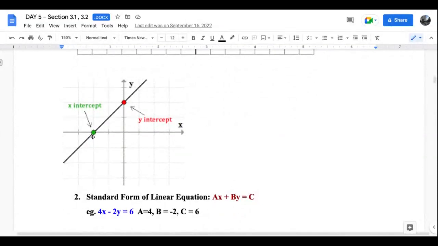A line is defined by 2 points, right? With any 2 points, we can draw a line. So a line is defined by 2 points. And those 2 points are very special. This green one we call the x-intercept, which has a y value that is always 0, right? And this one, the red one, we call the y-intercept. For the y-intercept, the x value is always 0.